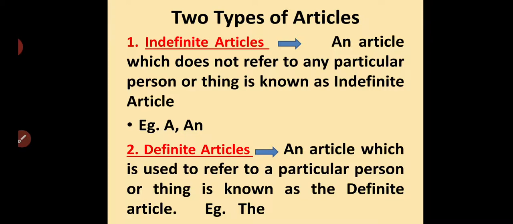So a or an articles belong to the indefinite articles. Now, what is a definite article? An article which is used to refer to a particular person or thing is known as the definite article. So, what is the definite article? The. The definite article refers to a particular or specific thing, or to unique things. That is why it is called a definite article.